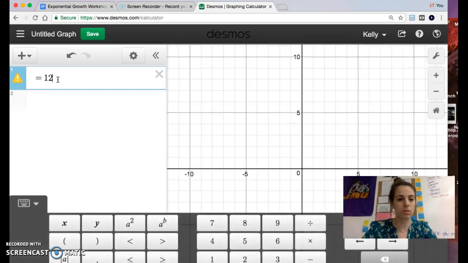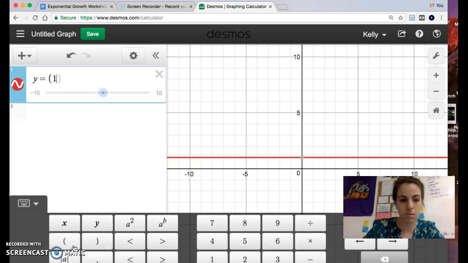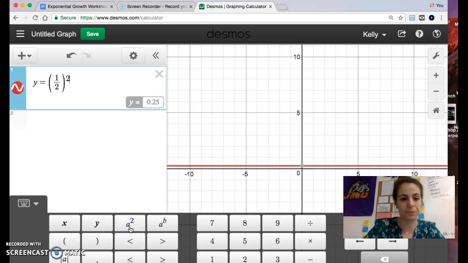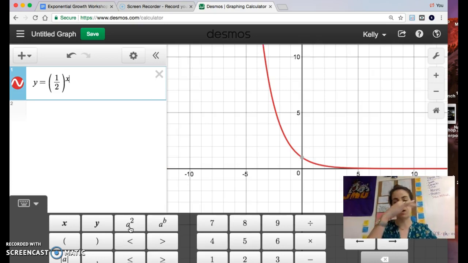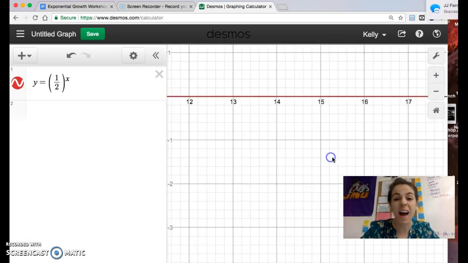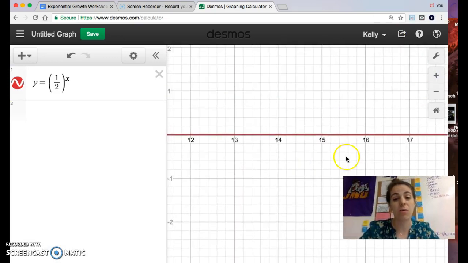That's because you're dividing by 2. You keep cutting in half, so you're actually decaying. And again, it's never going to touch the x-axis. So you never have a y value of 0. You're going to get really close to 0, but not get 0.